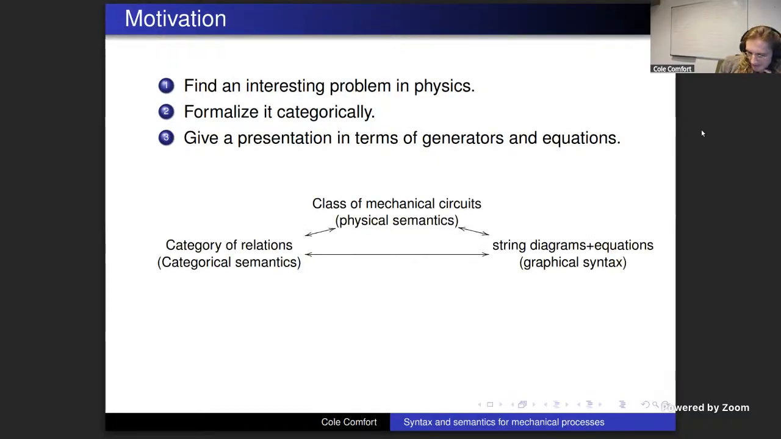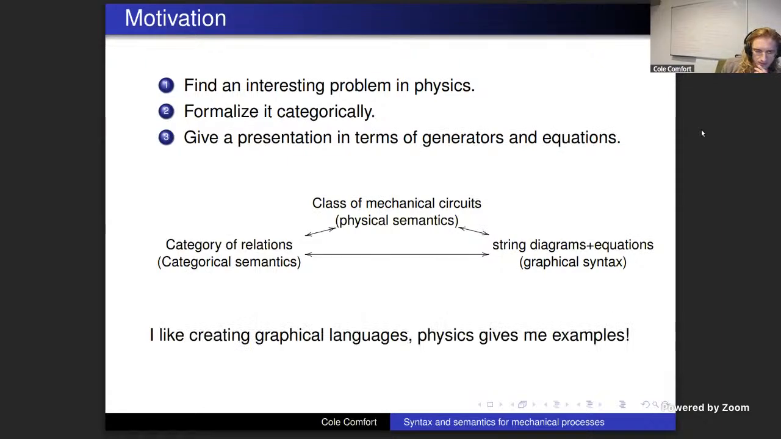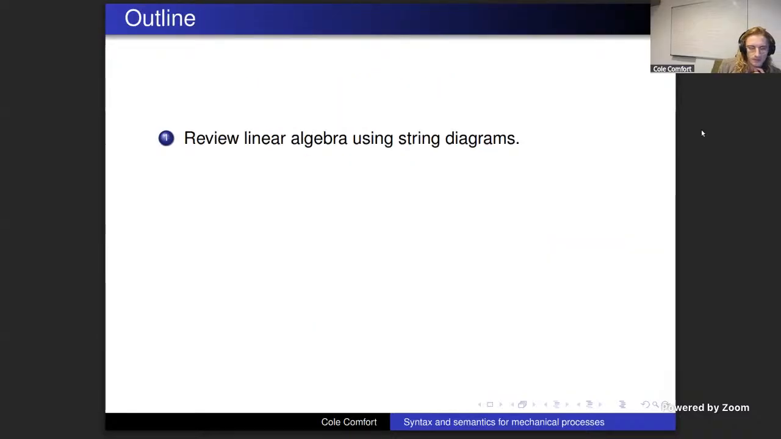I see it as a kind of trinity of three things. On top, there's physics, which is often a bit informal. On the bottom left, there's category theory, and I'm going to use mostly categories of relations, if you know what that means. On the bottom right are the string diagrams and the graphical syntax. So on the top is physics, bottom left is mathematics, and bottom right is computer science. My research is at the intersection of these three things. Physics is often informal, but there's really good intuition that gives a lot of examples for me to work on.